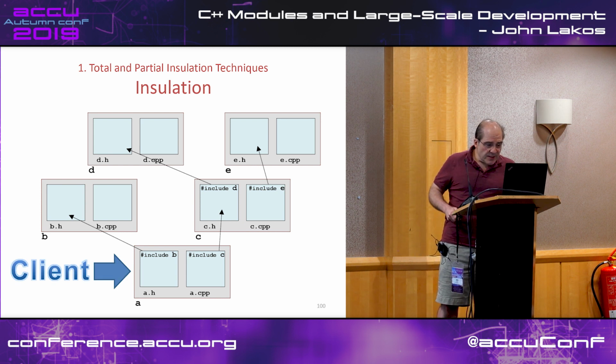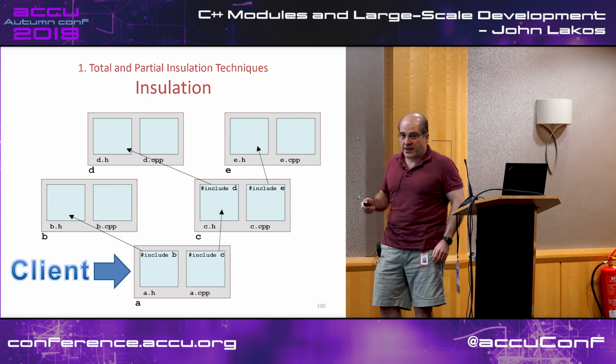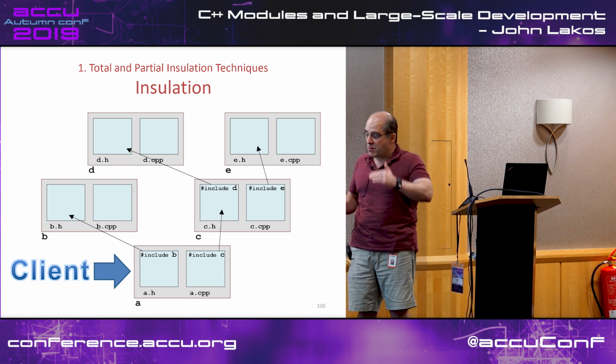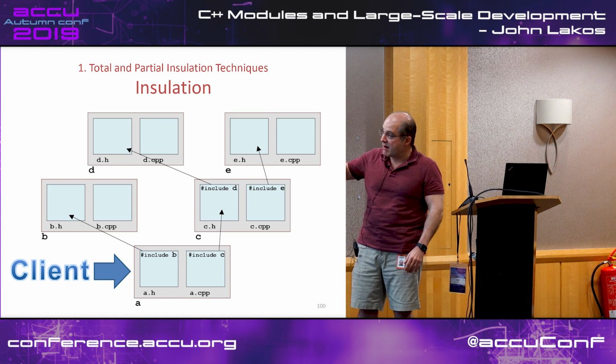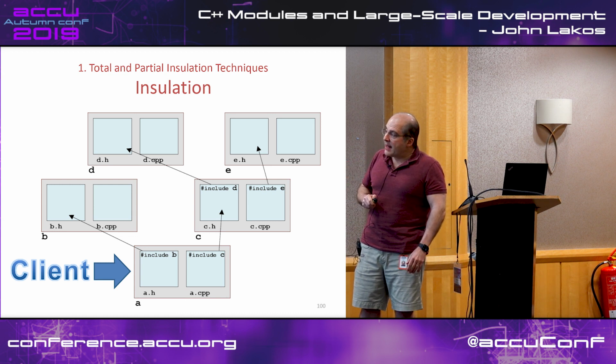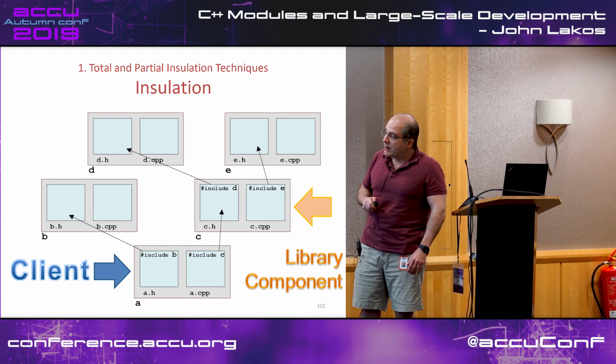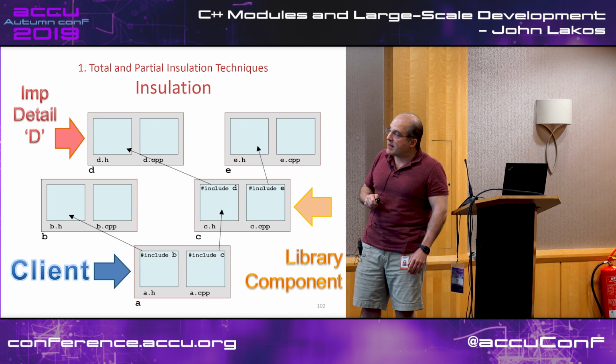And I drew this upside down historically for the longest time, but I finally, when it came to the book, I actually drew it properly, and the dependencies go down as they always should, never up. But anyway, here's the client, and here's the library component. And the client is using the library component. And here is an int detail of that library component.